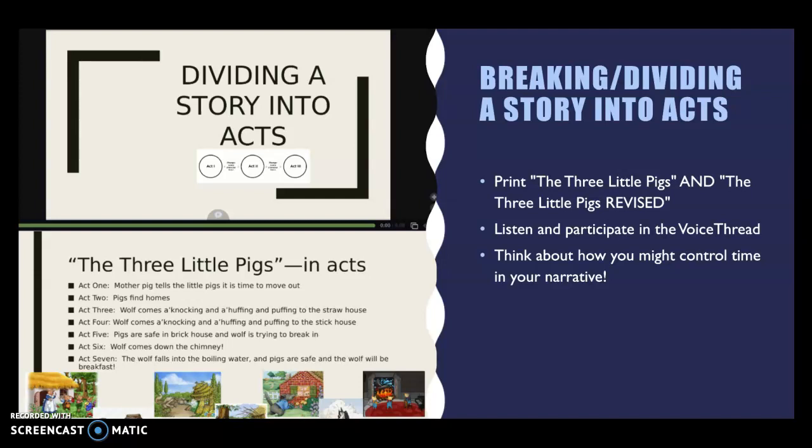The first thing is dividing a story into acts. Based on what you're looking at, sometimes it's called breaking a story into acts, sometimes dividing. It means the same thing. How do you break a text down or a story down into its little acts, like if you were going to put it in a stage play? What's Act 1? What's Act 2? What's Act 3?